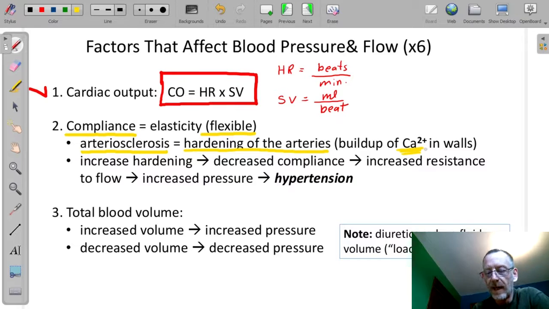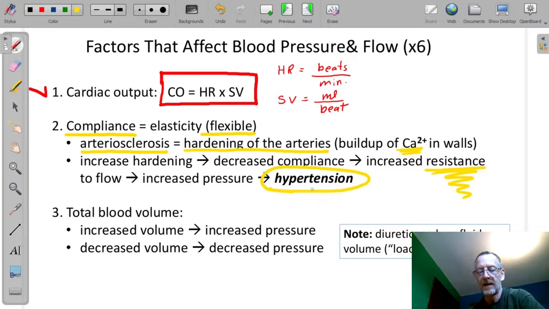So how does that affect blood pressure? Well, increased hardening, loss of compliance, and that increases the resistance to the blood flow. The blood vessels need to be flexible. When they're not, when they're rigid, it's harder for the heart to pump blood through there. They don't expand or contract, and it results in hypertension. But the heart has to work harder with arteriosclerosis.